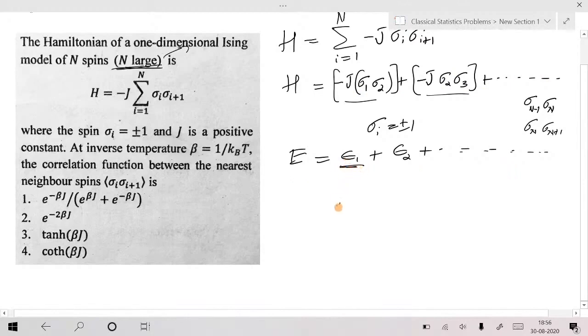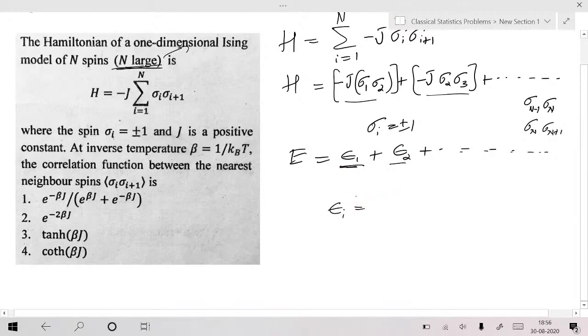I'm going to write the possible energy for the ith of this energy term. I'll call it an energy term because these are not single particle energies. These are energies corresponding to adjacent particle interaction actually. That's why let me call it the ith energy term. Earlier I called this energy for the ith particle.